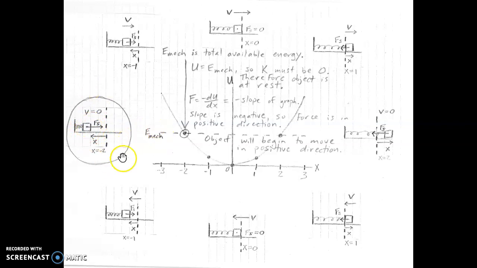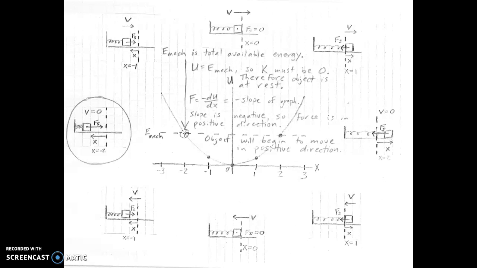We don't know that it's a mass spring system, but we can tell from the graph that it has to be starting at rest, because if this is how much energy it has available, the mechanical energy, and that's how much potential energy it has, it can't have any kinetic energy. It has to be at rest. So then the next question is, what does it do? Does it stay at rest or does it start moving? So we need to figure out the force. Is there a force acting on it?